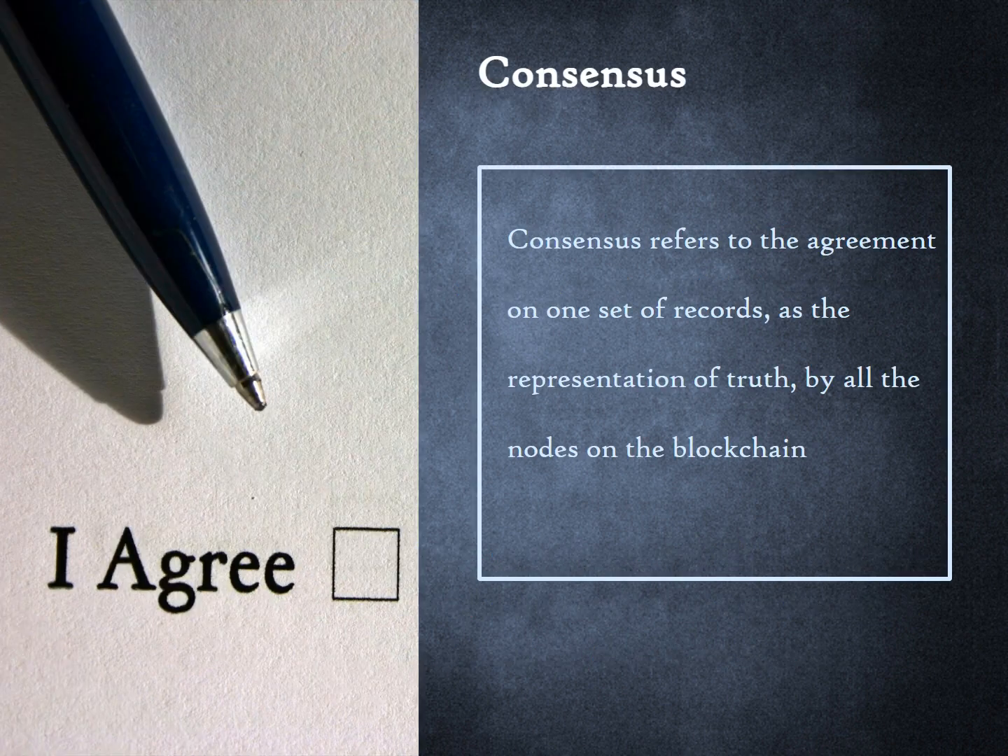A term that is often used within the context of blockchains is consensus. Consensus refers to the agreement on one set of records, as the representation of truth, by all the nodes on the blockchain.